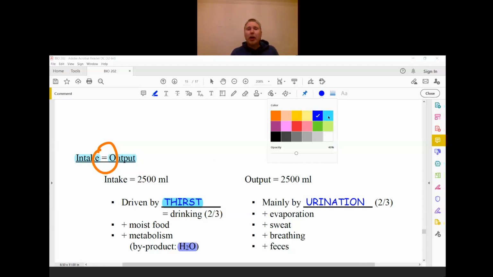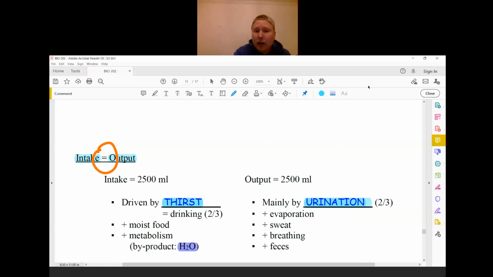In terms of getting rid of the water, that's mainly through the urination. Again, about 2/3 of all the water loss is through urination. Some amount also through the evaporation, sweating, and also being breathed out. Very small amount of water loss through the feces, because feces are relatively dry matter.